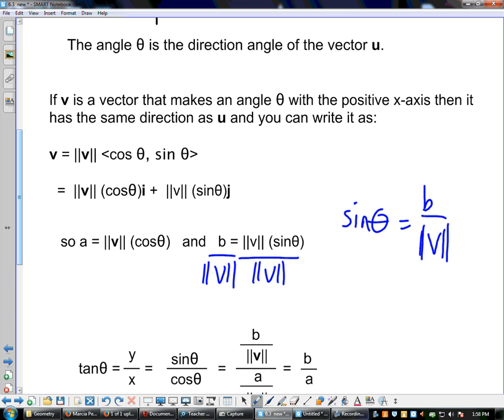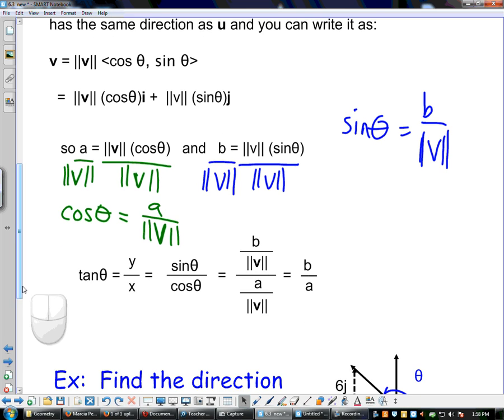And what would cosine of theta be equal to? I get cosine theta equaling a over the magnitude of vector v. And so when I'm trying to find tangent, I know tangent is sine over cosine, so that's b over the magnitude of v divided by a over the magnitude of v, and that simplifies to just b over a.